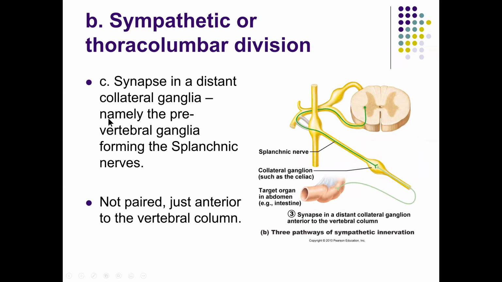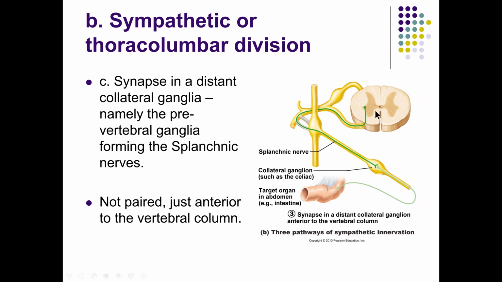It can synapse in a distal collateral ganglion, okay? In a distant collateral ganglion, namely the prevertebral ganglion forming the splanchnic nerves. These are not paired. They are anterior to the vertebral column. Remember, the sympathetic trunks are bilateral on each side of the spinal column, but the splanchnic trunks are not paired. They're anterior to the vertebral column.